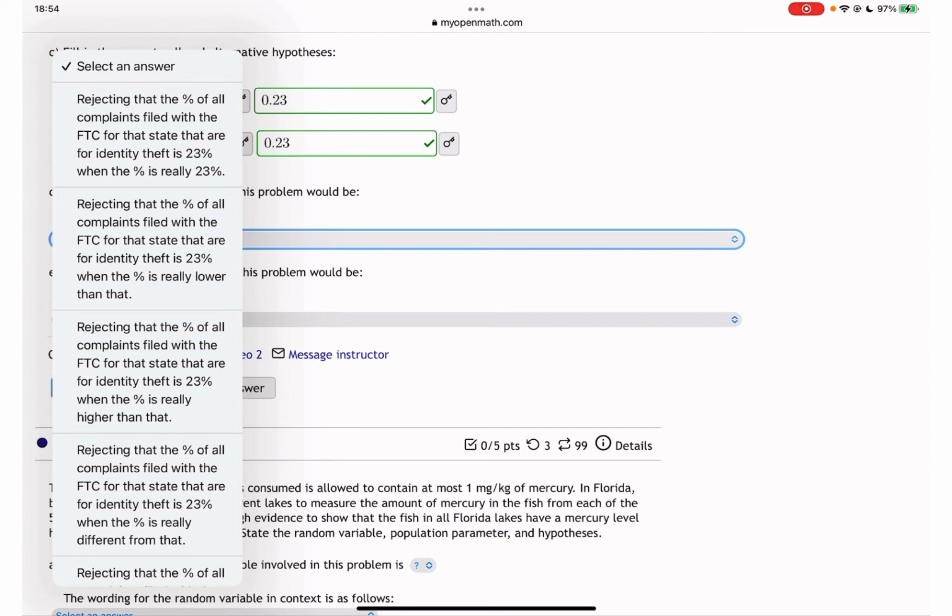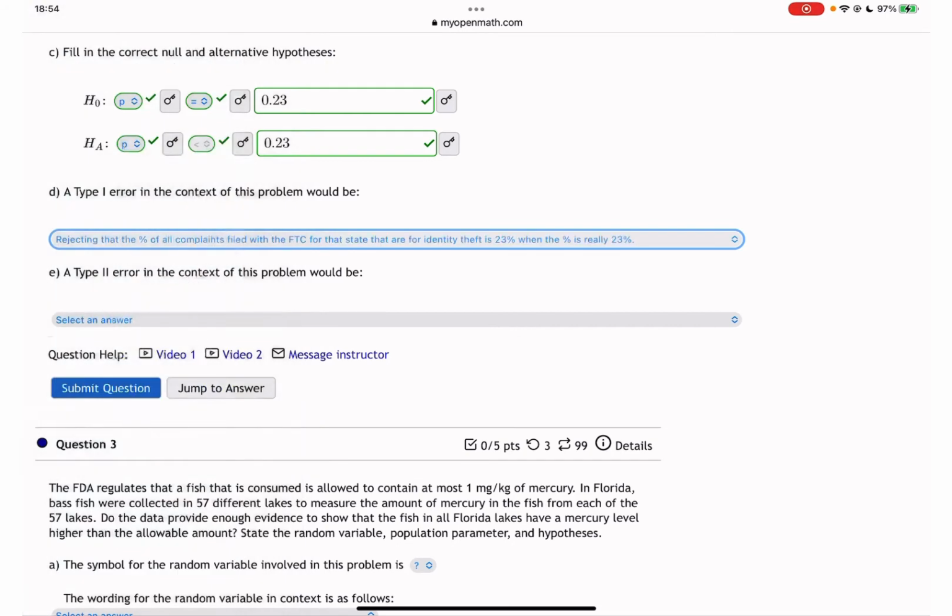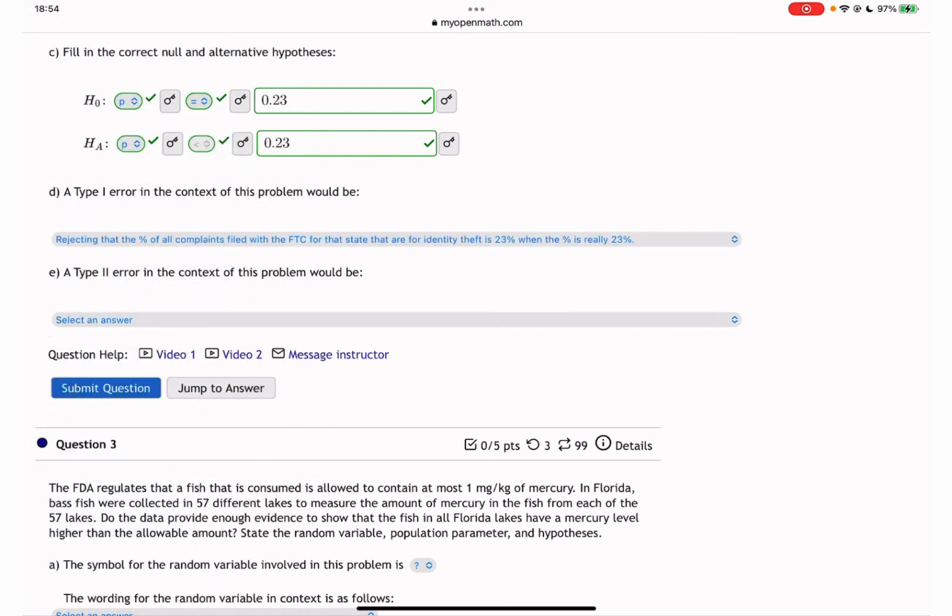Of all companies filed with the FTC, the claim states that identity theft is 23% when it's really 23%. That's what it is. Let me fix it. There we go, I fixed it. So the truth is the claim says that identity theft is 23%, and we reject the case that is true. That generates a type 1 error. You need to watch the video lecture to understand.